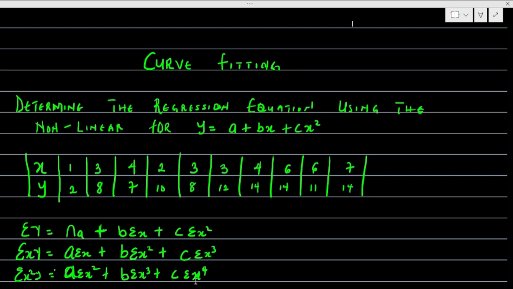So very quickly today we are going to be looking at a concept under numerical analysis called curve fitting. Under this curve fitting, we have about 3 or 4 aspects. We have the linear type, we have the non-linear, we have the exponential aspect of it too. So here on this question, they are telling us to determine the regression equation using the non-linear for this equation, which is y equals a plus bx plus c x squared.